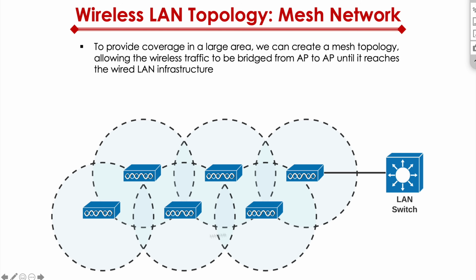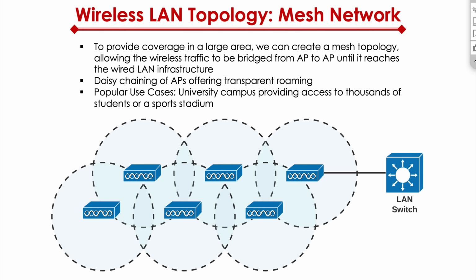As you can see here, we got all these different access points and only one is connected to the LAN infrastructure, but the rest are all connected to each other as repeaters. It's what we call daisy chaining of APs, and it offers transparent roaming. A typical use case is a university campus or a sports stadium with thousands of potential people that want wireless connectivity. Now, when you think of a mesh network, you might think, oh, repeaters are bad ideas, so mesh networks must be horrible. That is not true.